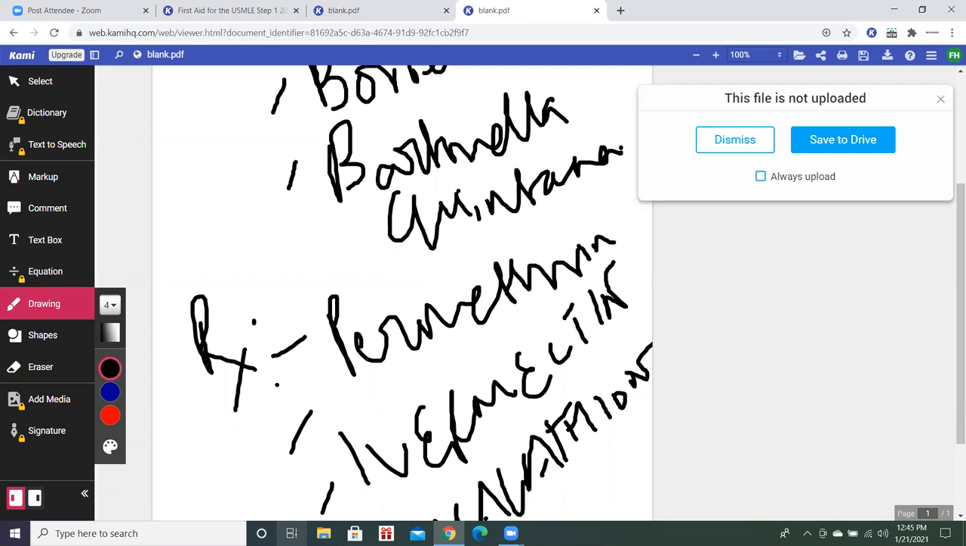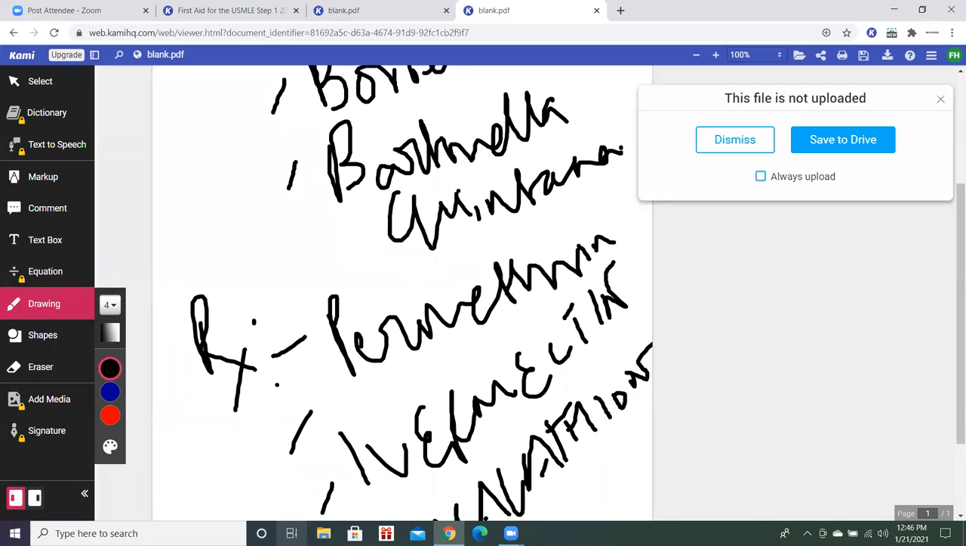Okay, which one can cause elephantiasis? Okay, which one can cause rectal prolapse? Whipworm, very good. Trichuris trichiura.